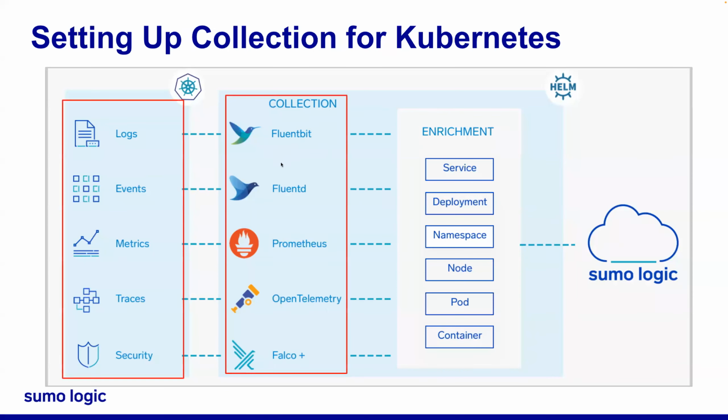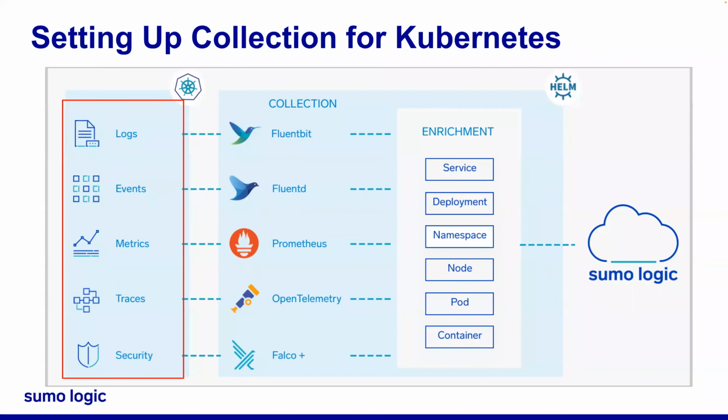We're going to go ahead and set up the collection using these items in the middle. So what we're showing on the left-hand side of the screen are various data points or the types of data that you might want to bring into your system, into Sumo Logic: log data, event data, metric data, etc. Utilizing the appropriate method, Sumo Logic is going to utilize these to collect that data. So for example, the collection of logs is done through FluentBit. FluentD is used to bring in events. Prometheus is used to bring in metrics, and so on and so forth.